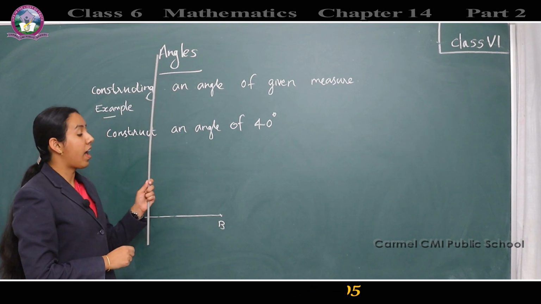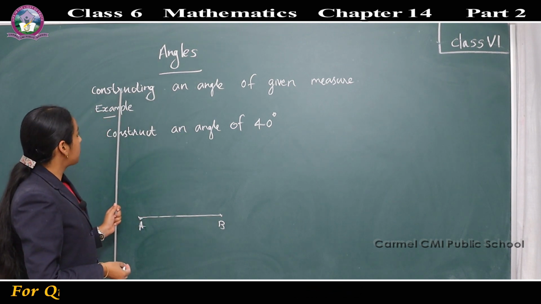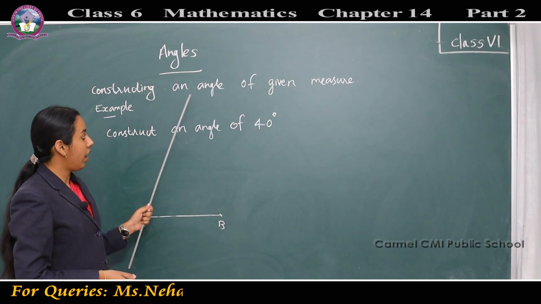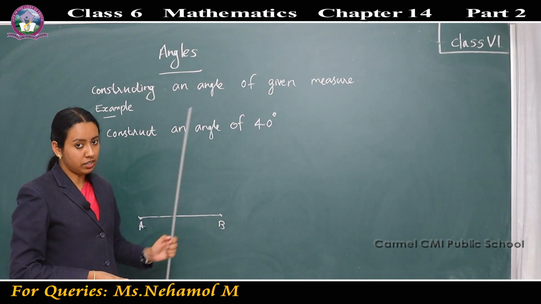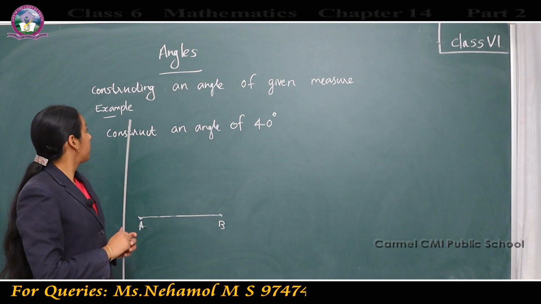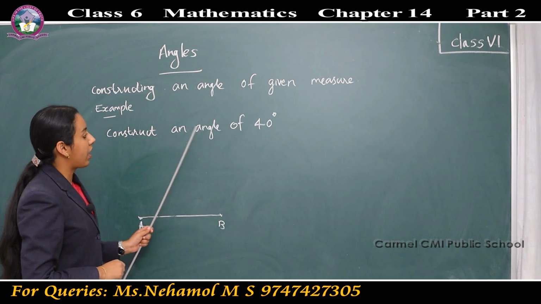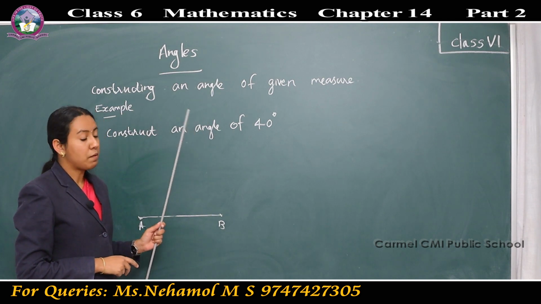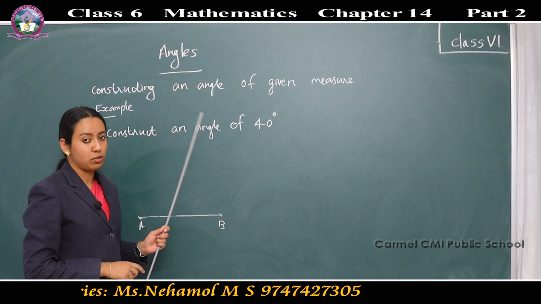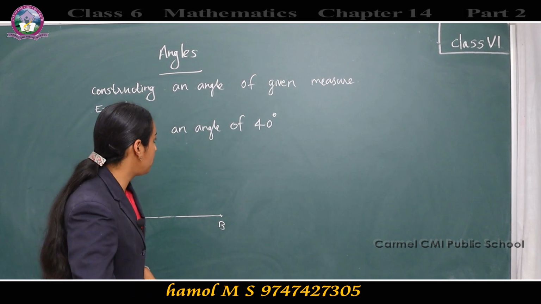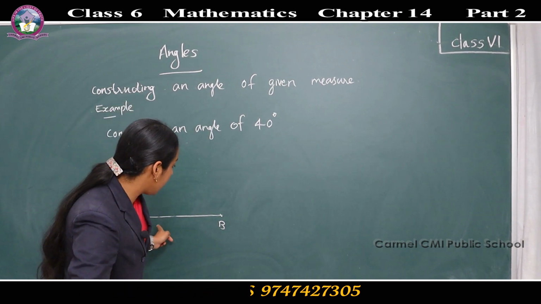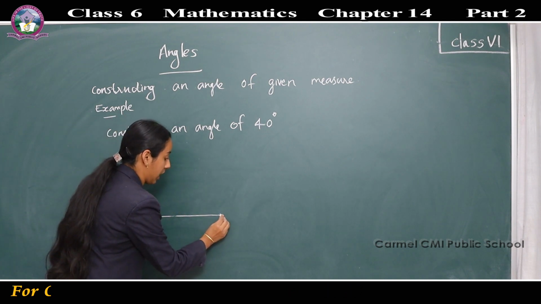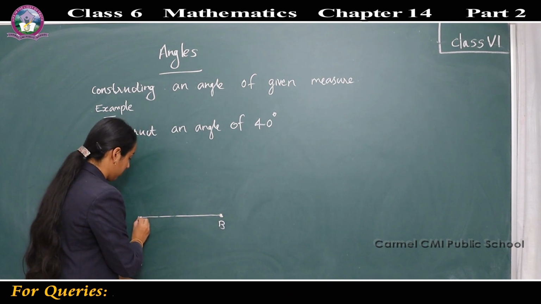Next topic, angles. Constructing an angle of given measure using protractor. Example, construct an angle of 40 degree. You already studied how to construct an angle using protractor. First you have to draw a line segment AB of any length. This is line segment AB.